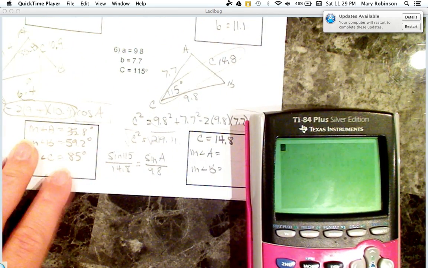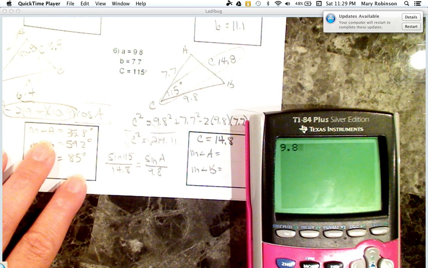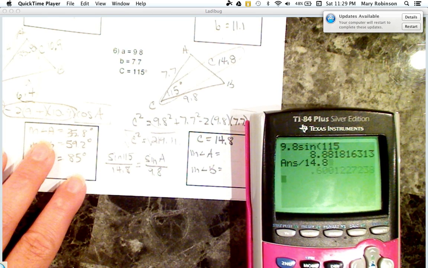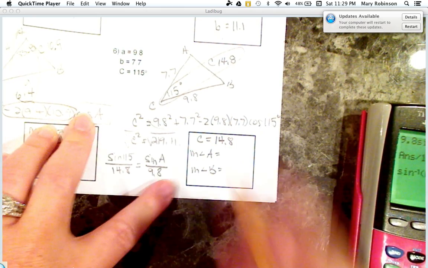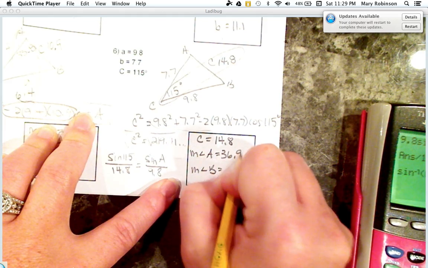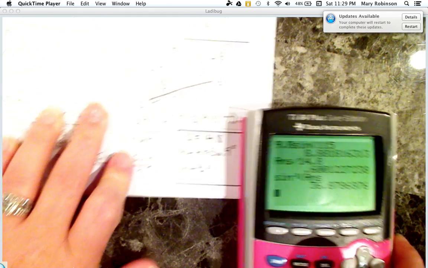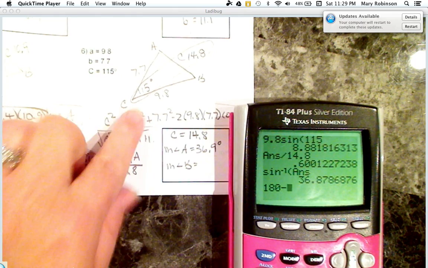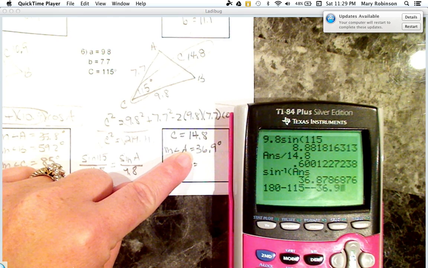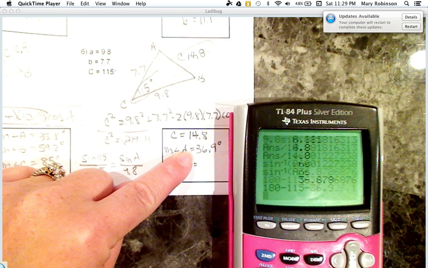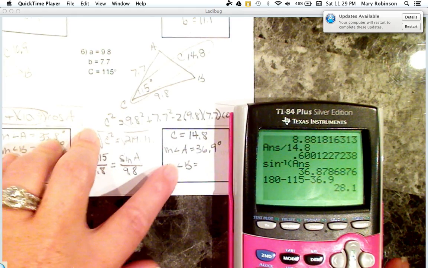So I'm going to type in 9.8 times the sine of 115 divided by 14.8, and then second sine, second answer. So 36.9 degrees. And then, of course, the nice thing is all I have to do is take 180, subtract out the given 115 degree measure, subtract out the measure that I found. And I get 28.1 degrees for my last angle.